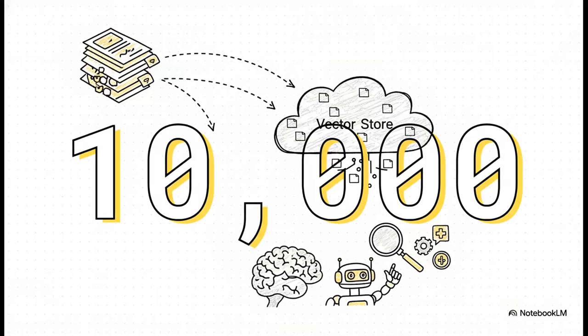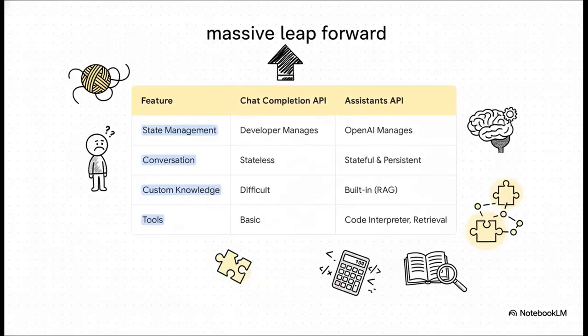And we're not just talking about 1 or 2 files here. An assistant can be given a knowledge base of up to 10,000 files in what's called a single vector store. So you can create a true expert in your specific field armed with this massive library of your own private information. So if you take one thing away from this, it's what a massive leap forward the Assistants API really is. With the old chat completion API, you had to manage everything. It was all on you.